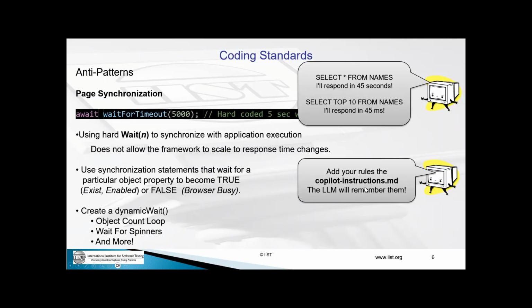At the very end, we'll also talk about putting in Copilot instructions so that the LLM will remember and say, you know what, if I ever need to use a wait for timeout, I'm going to use dynamic wait instead in order to do that.